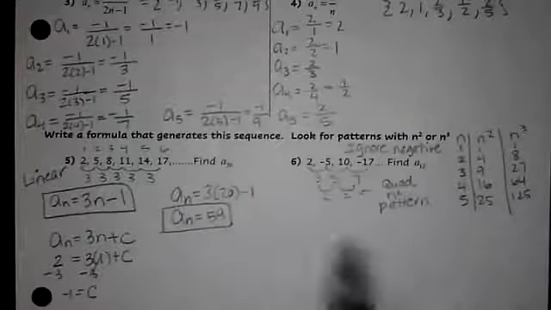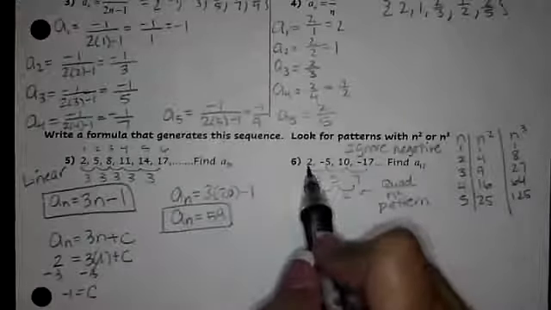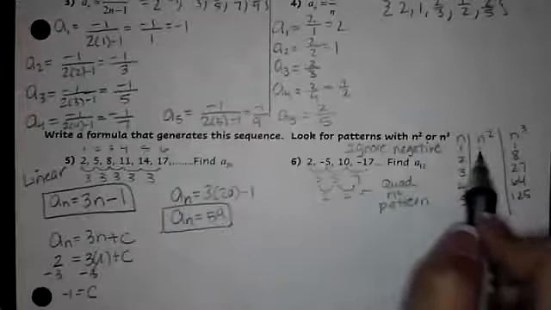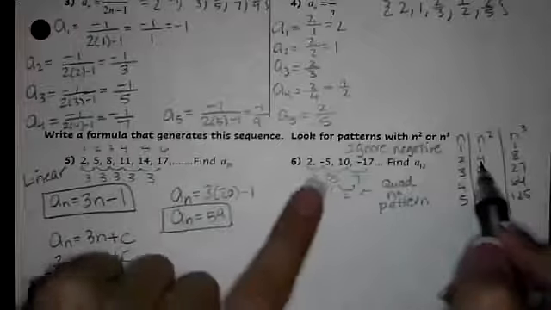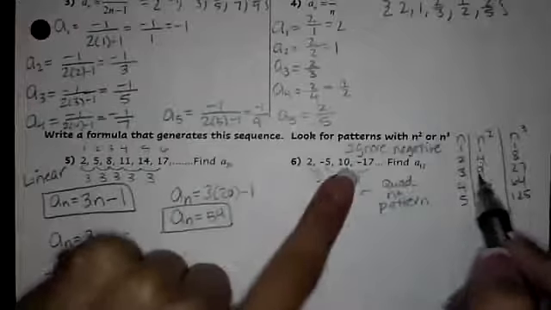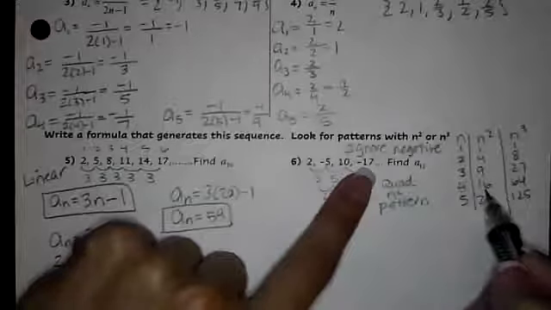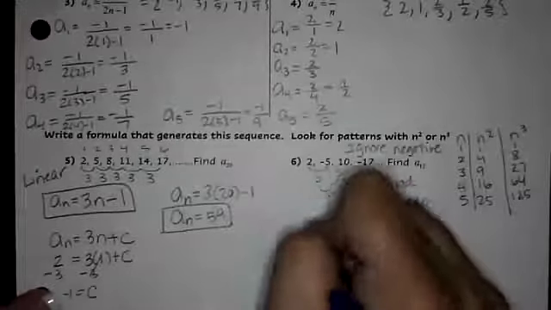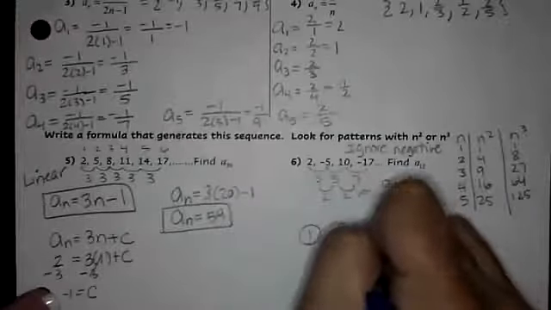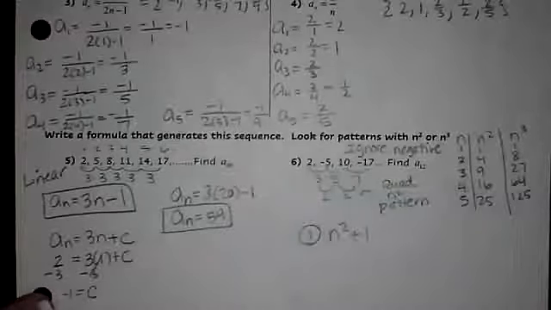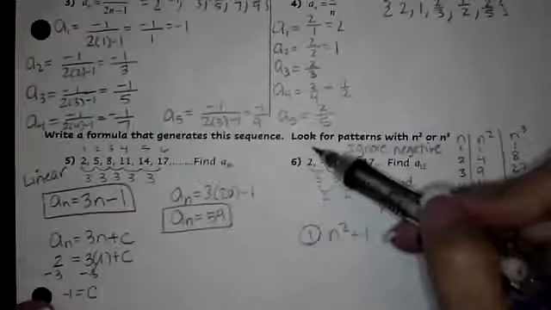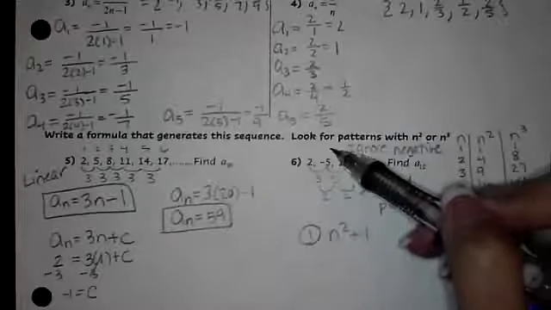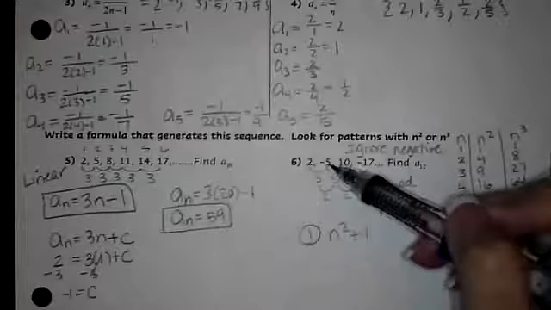Now, to come up with the rest of that pattern, if I think about my first term here is 2. Well, 1 squared we know is 1. 2 squared is 4. 3 squared is 9. And 4 squared is 16. So hopefully you recognize those are each one value below it. So our pattern would be n squared plus 1. So my term is 1 squared is 1 plus the 1 gives me the 2. 2 squared is 4 plus the 1 gives me the 5.